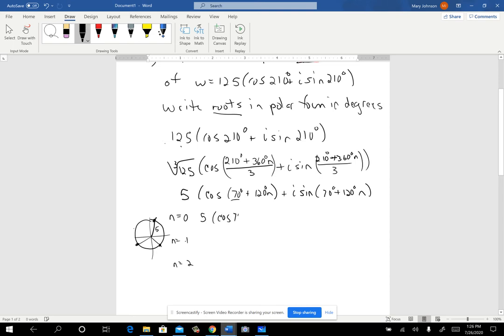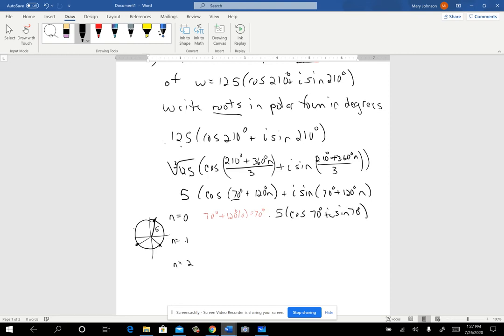So we'd have cosine of 70 degrees plus 120 times 0. And you might want to do that piece, just doing this part, 70 plus the 120 times 0. So that's just 70. Okay. So that means that one's going to be 5 times cosine of 70 degrees plus i sine of 70 degrees.